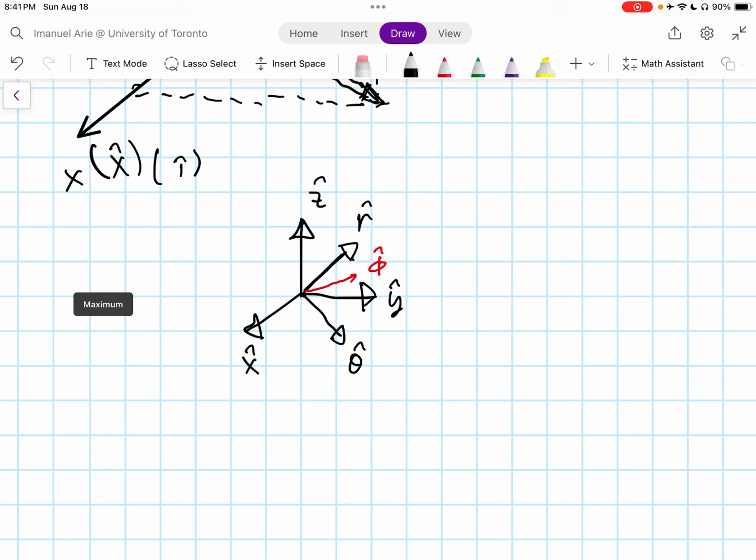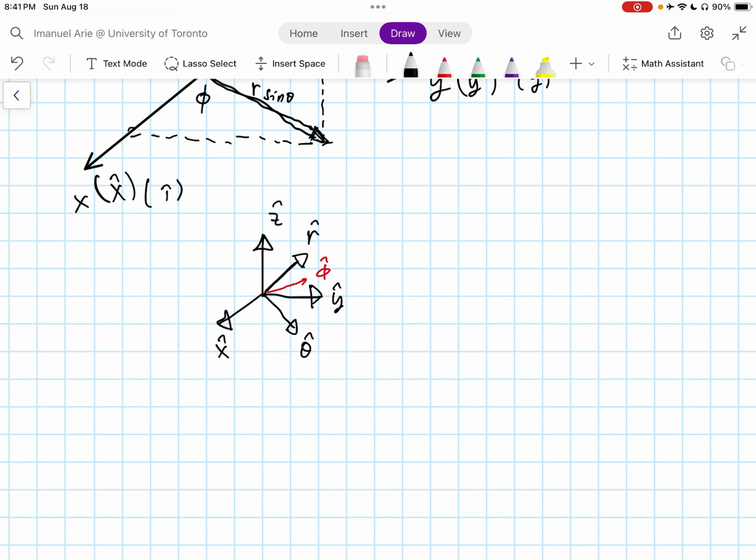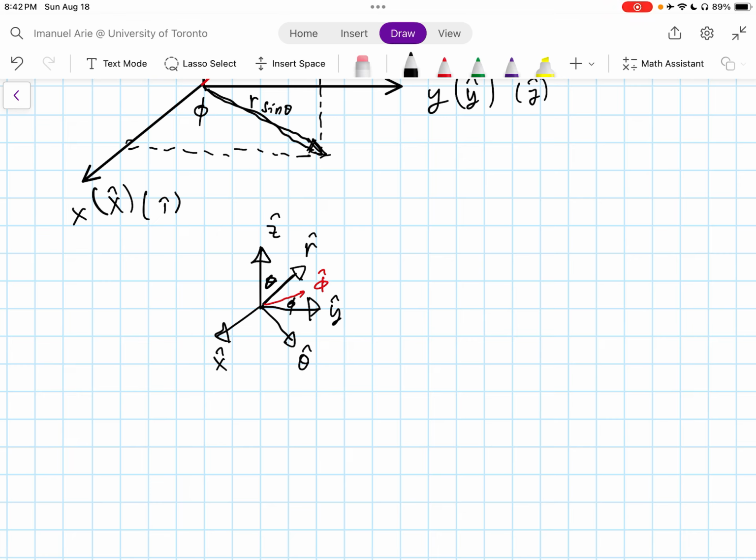And notice that the unit vector r hat creates an angle of theta with the z hat, and the unit vector phi hat creates an angle of phi with the y-axis, with the y hat. And why is that? Again, simple trigonometry, and I expect you already know this. The theta hat vector also creates an angle of theta with the xy plane, right?